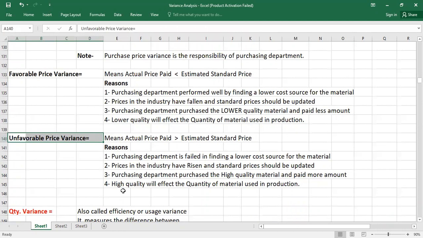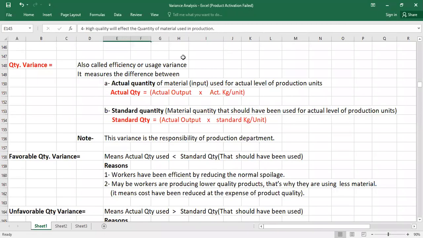Another point you should remember: when we buy material with high quality, of course it is going to affect the quantity used in production, because high quality material would result in less wastage, so the quantity variance could be favorable. And don't forget, price variance is the responsibility of the purchasing department. We cannot blame the production department for the price variance, because they are not responsible for buying the material.